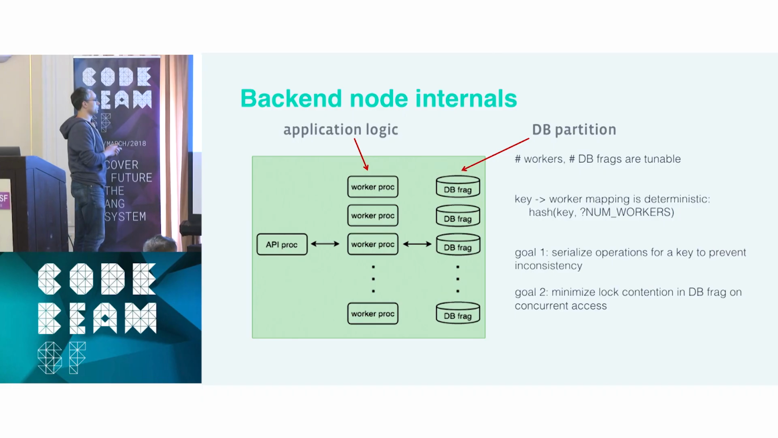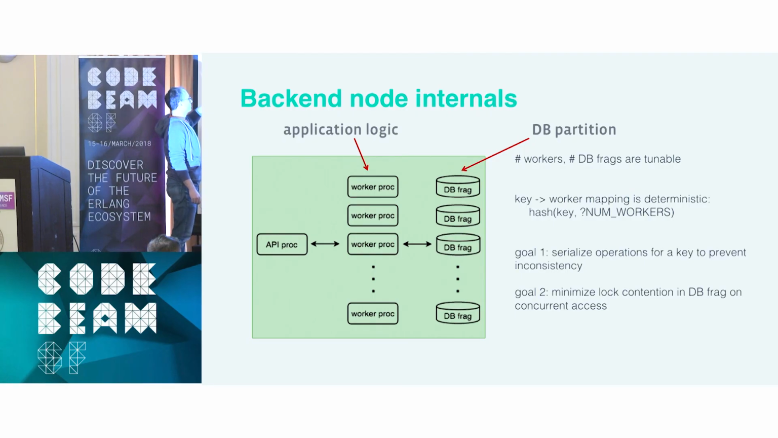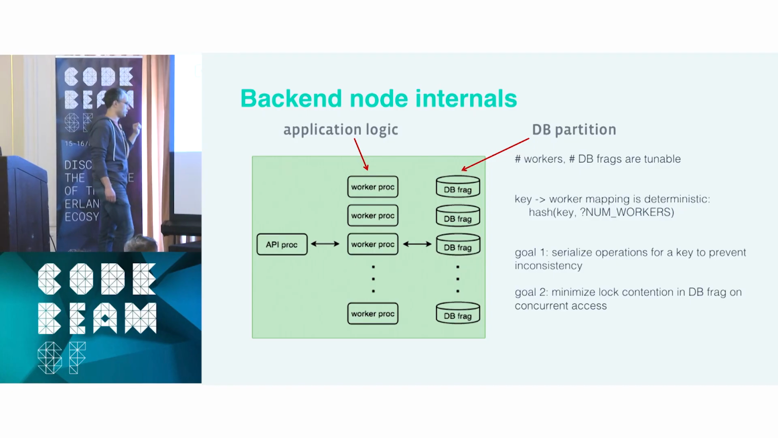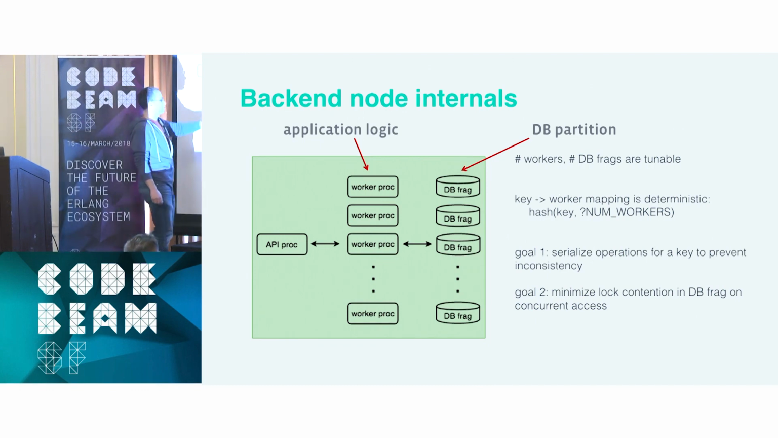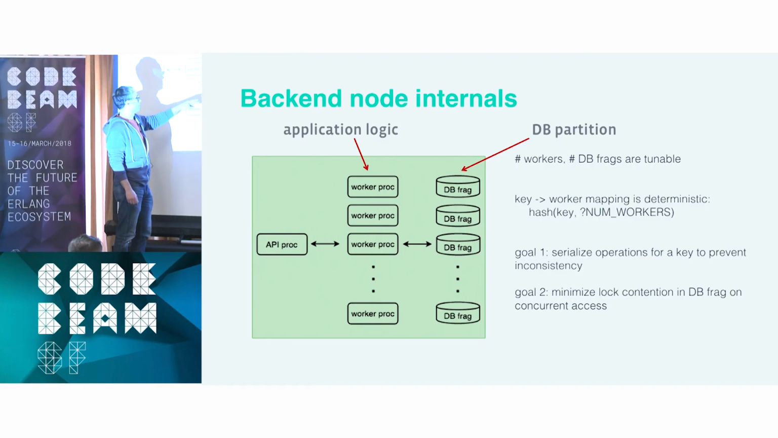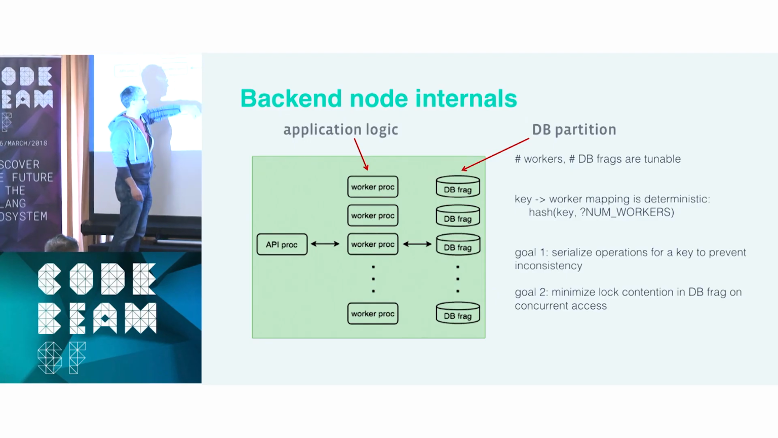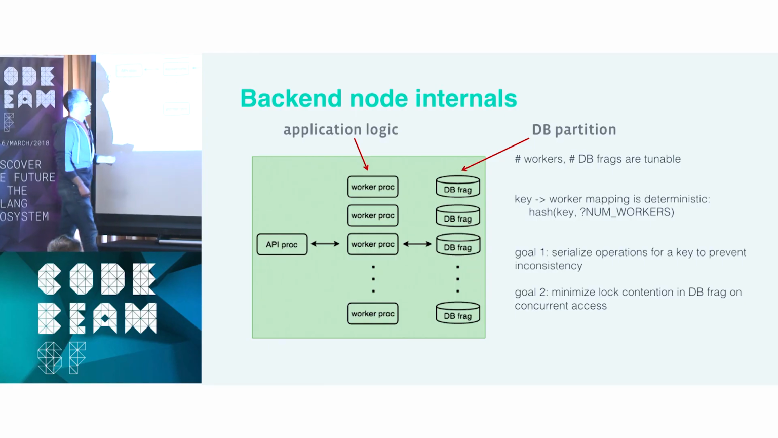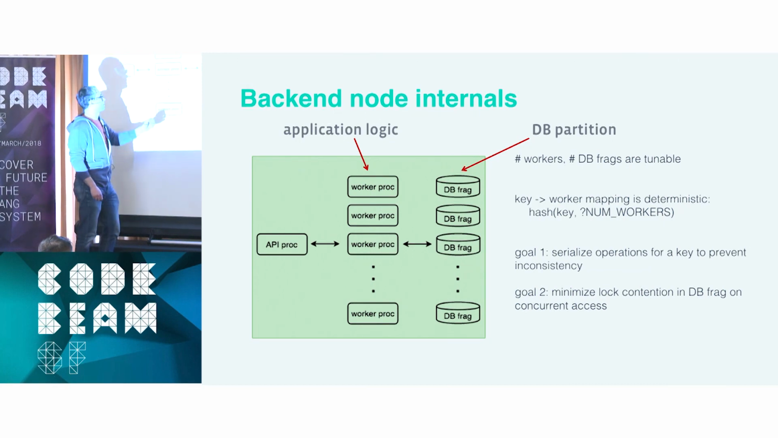So why are we doing all this? We have two goals in mind. First, we want to serialize all operations on a single key so that there are no concurrent operations on the same key going into the database. That helps with consistency. And then, since we're partitioning the DB further, workers access these DB frags concurrently, and basically we spread the lock load and locking across these DB frags. So if there was one DB frag, then for certain types of DB operations, everybody would be locking on that lock. And here, we have a whole bunch of them.